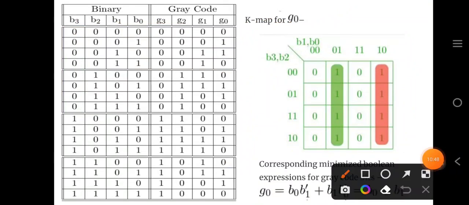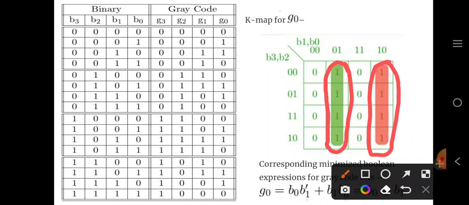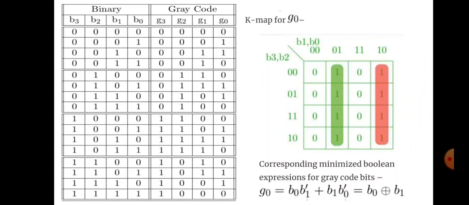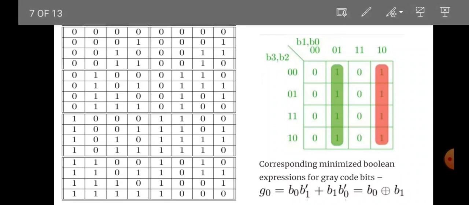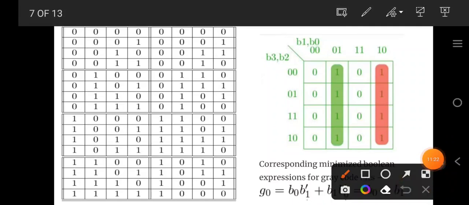Now the next process is to make the groups of 1. So here you can see these 4 are in the same column. So this is the one group, this is group number 2. Now the next procedure is to write the equation for these two groups, which will be a sum of product. So this first term refers to the first group.